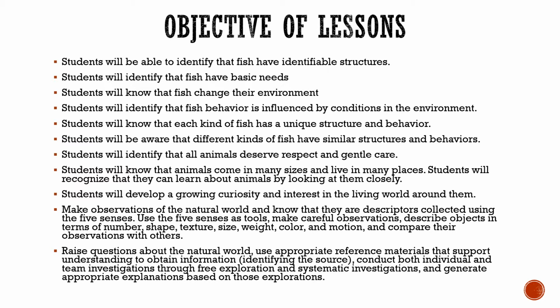You should be able to know that each kind of fish is unique. It has a unique structure and behavior, that there are different kinds of fish that have similar structures and behaviors, that you can identify all animals deserve respect and gentle care. You should be able to know that animals come in many sizes and live in many different places. You should recognize that you can learn about animals by looking at them closely. I'm hoping that you're developing a growing curiosity and interest for the living world around you. You should be making observations of the natural world and know that there are descriptors collecting using your 5 senses.